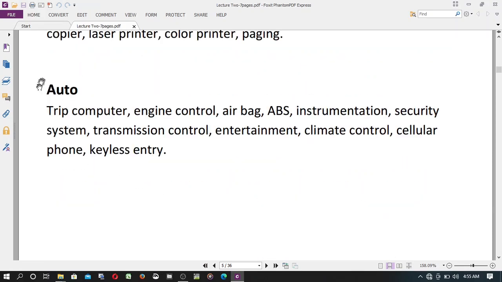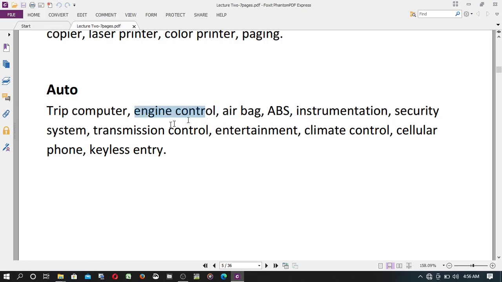Now in auto, what do we mean by auto? Anything that has to do with automated systems can be used to set a particular time a computer is to be on or is to be off. This is it, chip computer. It can be used as an engine control.